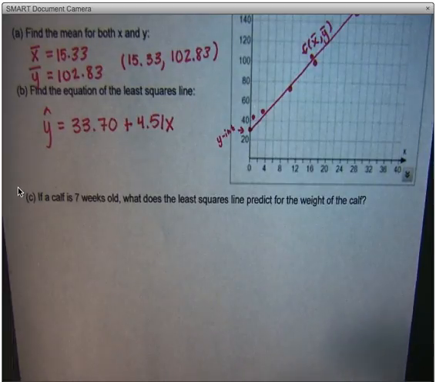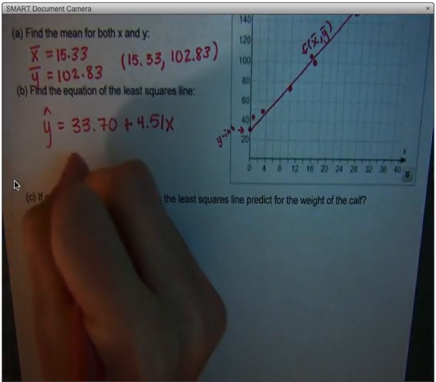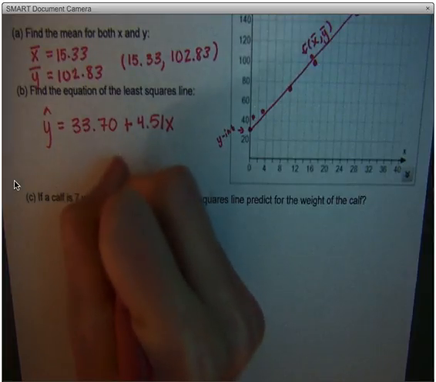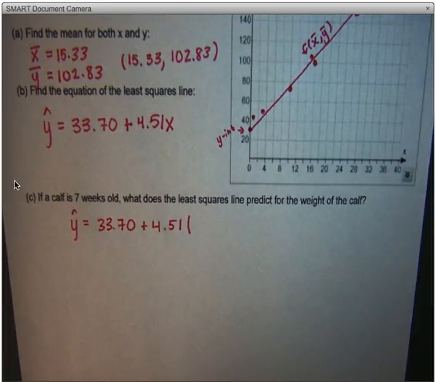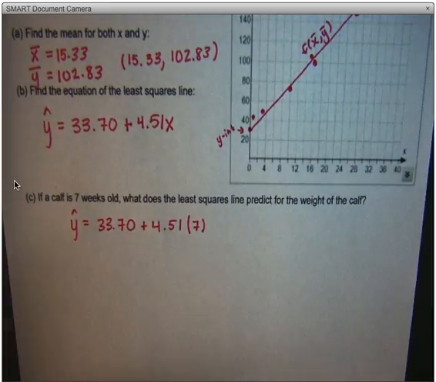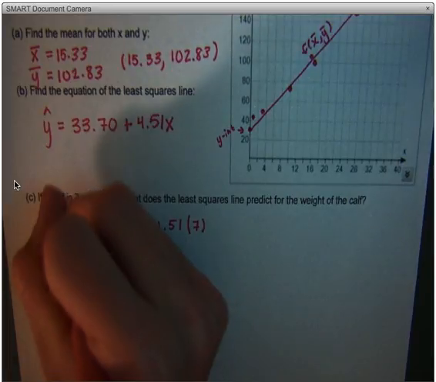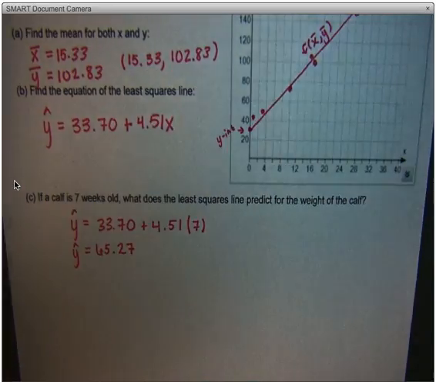Okay, for the last thing, a calf is 7 weeks old. We want to know how much the calf should weigh. So remember, y is weight. So using the above equation, that means we're solving for y. X is the age, and it tells us the calf is 7 weeks old. So we're going to plug in 7 for X. So you should get about 65.27.